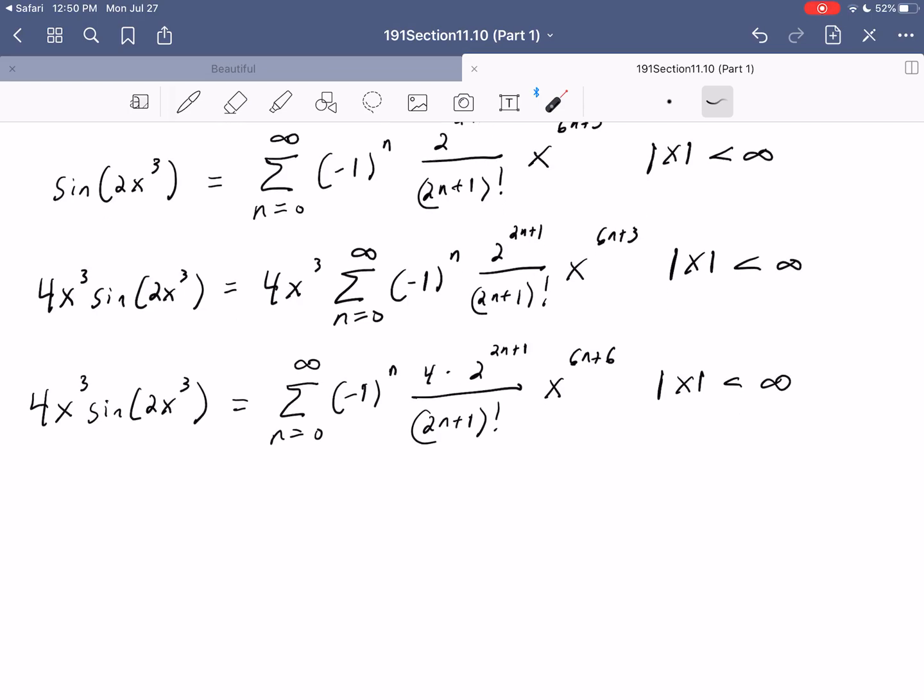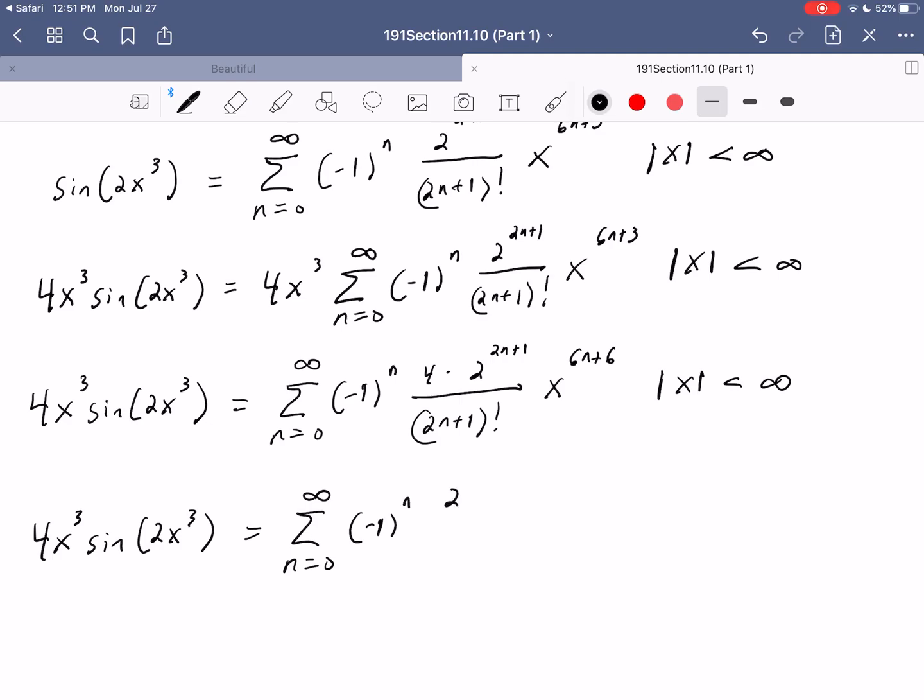One thing I do want to note is if you wanted to clean this up, again, I would totally accept this. I think this is fine. But if you wanted to, you could be very clever and call 4 2 squared, put that in here, and I suppose you could come up with a slightly nicer one. 4x cubed sine 2x cubed is the sum from n equals 0 to infinity, minus 1 to the n, 2 to the 2n plus 3, because that 4 is 2 squared, over 2n plus 1 factorial, x to the 6n plus 6. Absolute value x less than infinity.